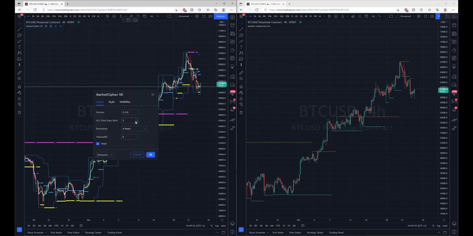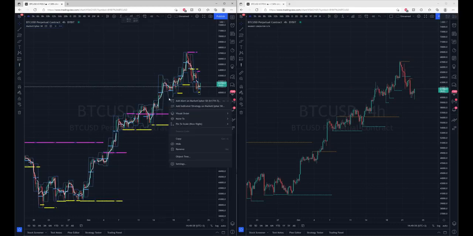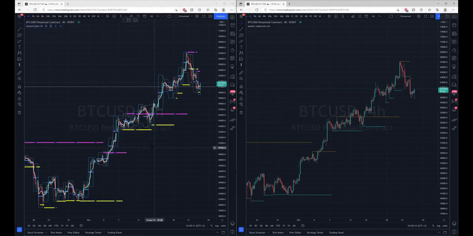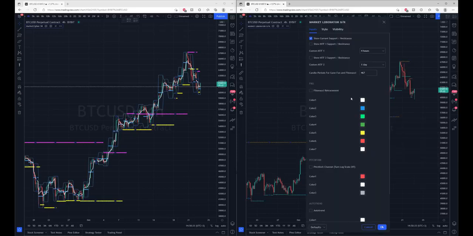But anyway, that's what we're looking at here. It's pretty simple, just drawing in these arbitrary support and resistance lines. It has a volume moving average and the VWAP. To me, this just doesn't have any use. It's completely pointless, and it's also already free on TradingView. So let's look at Market Liberator and support and resistance.